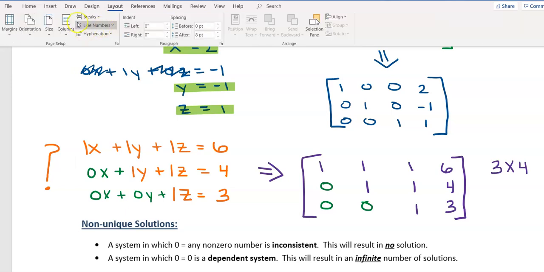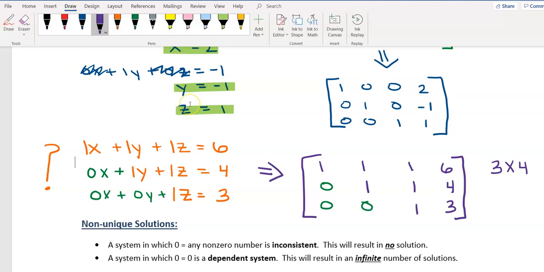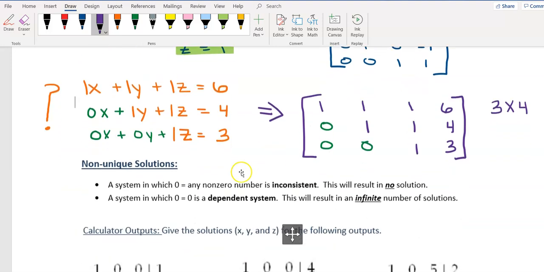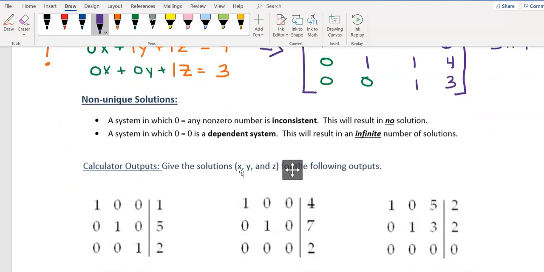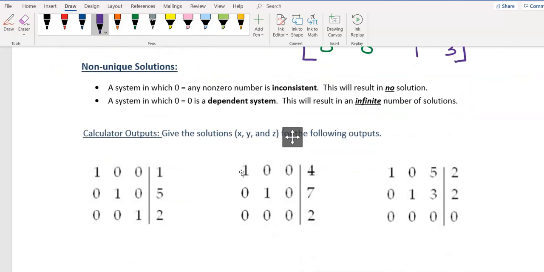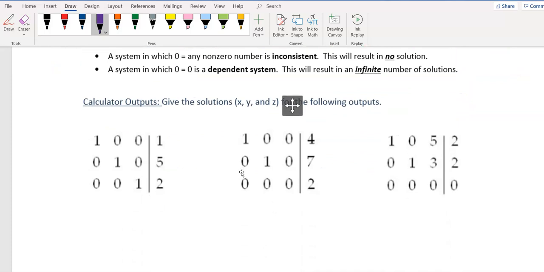Now, sometimes, as you know, you will stumble across systems that do not have specific x, y, and z values. So this is when you have a no solution or an infinitely many solution option. So as we just saw, when you have a 1 for your x, a 1 for your y, and a 1 for your z spot in your answer, so again, this is our reduced row echelon form. This is what you would get back out of the calculator.